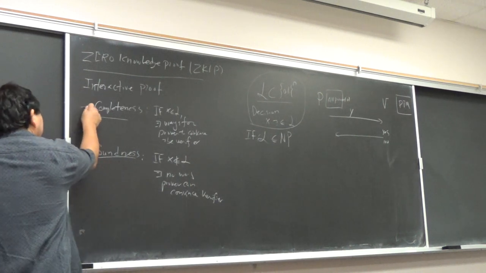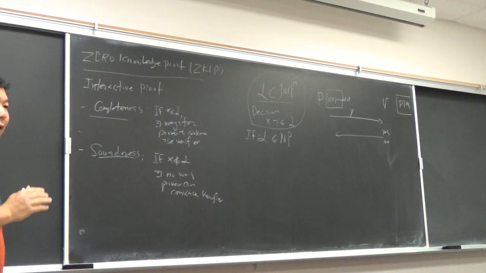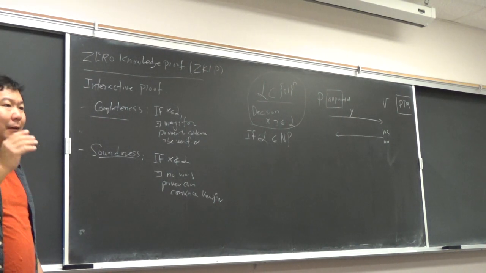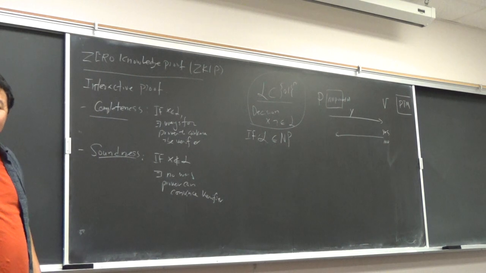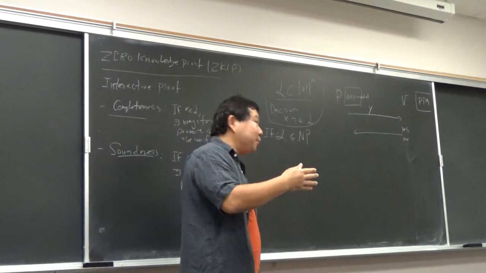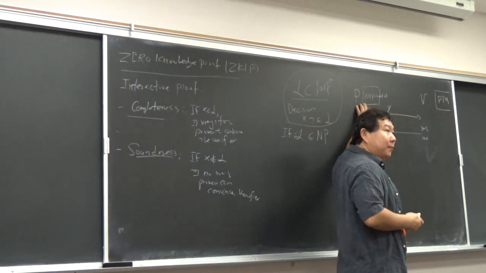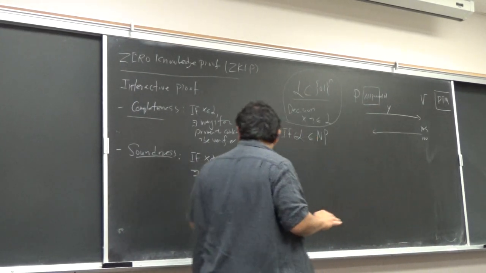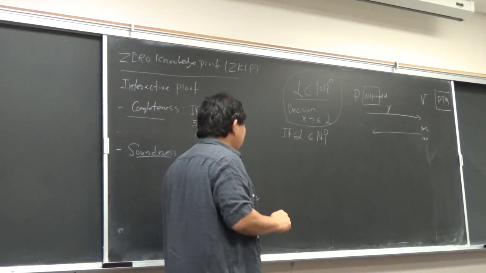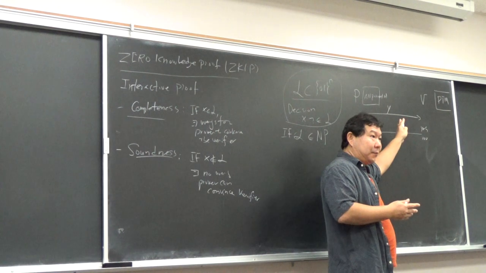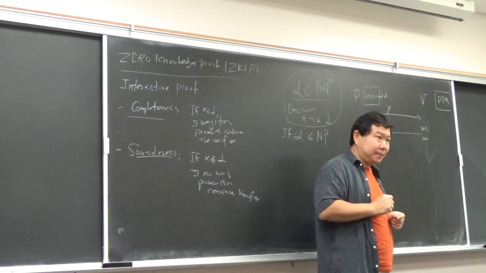And traditionally, these two are enforced with strictness. Namely, if X is in the language, the prover is able to go through, because here we assume the prover is all powerful. That's the only reason it can go through. And if X is not in the language, because it is false, there's no way for the prover to move forward.